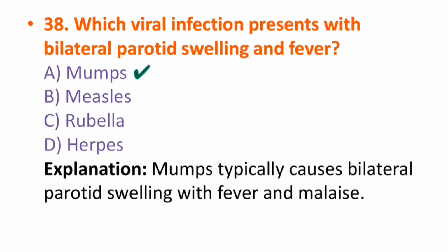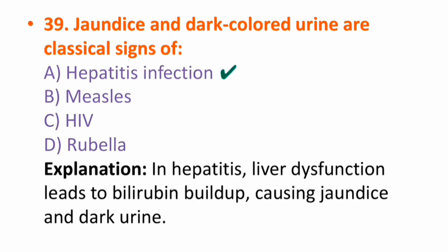Which viral infection presents with bilateral parotid swelling and fever? Option A mumps, option B measles, option C rubella, option D herpes simplex. The correct answer is option A mumps. Mumps typically causes bilateral parotid swelling with fever and malaise.